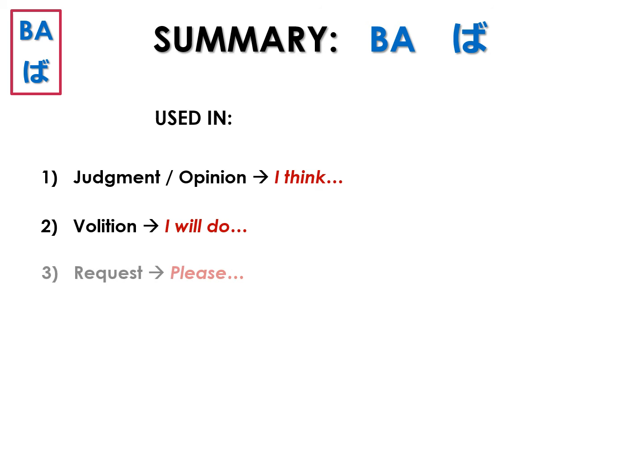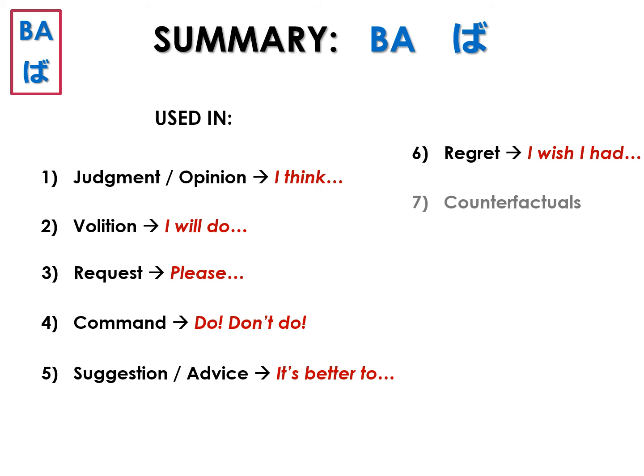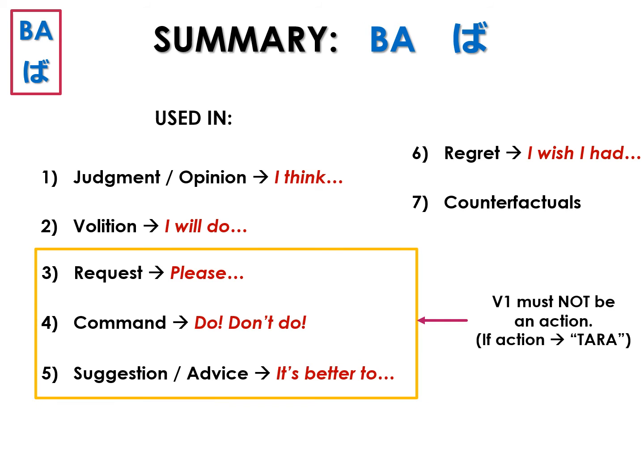Ba is used for many things, and it's the second most flexible after the tara construction. In fact, there's a lot of overlap in the functions between the two. Ba can be used for making judgments and opinions, expressing volitions, requests, commands, suggestions and advice, as well as expressing regret and making counterfactual statements. Its biggest restriction is that ba sentences that make requests, commands, suggestions, or advice cannot have active verbs in their subordinate clauses.